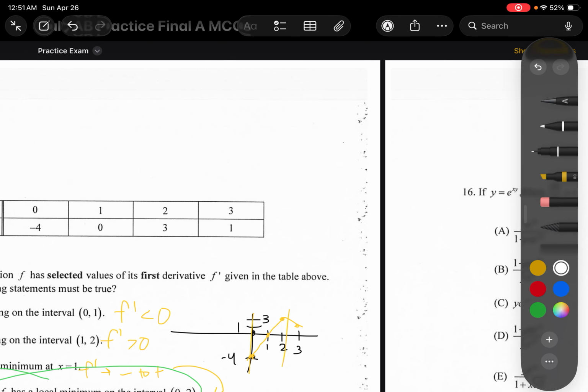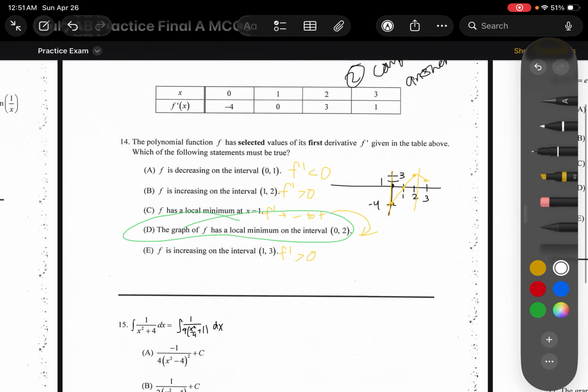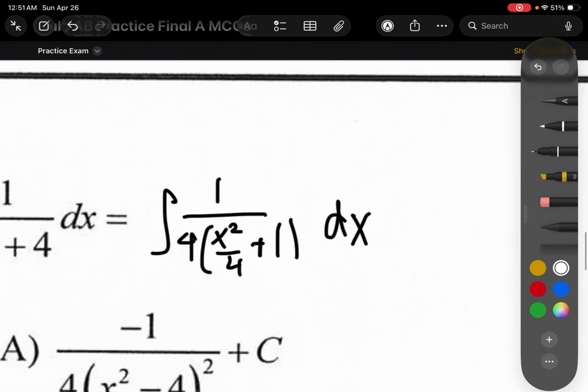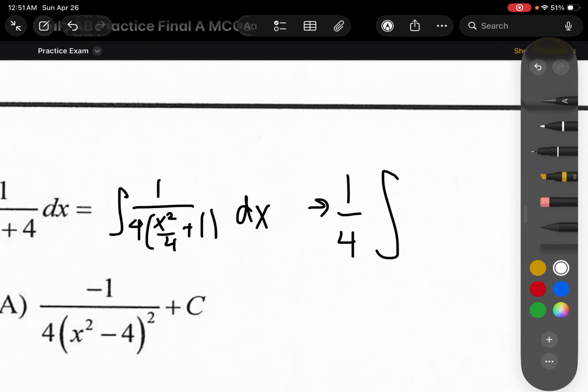Oh, and I forgot to write the steps here. So step 1 was to graph. And then step 2, compare answers. Alright. Now we can simplify this again by factoring out 1/4 from there, because 1/4 is a constant, and now we can simplify it like this.